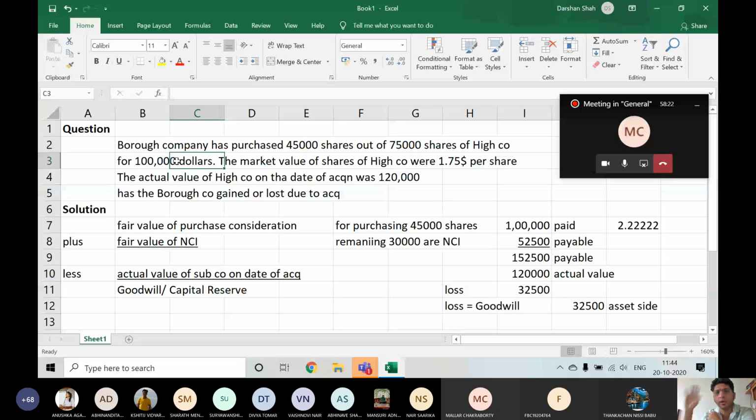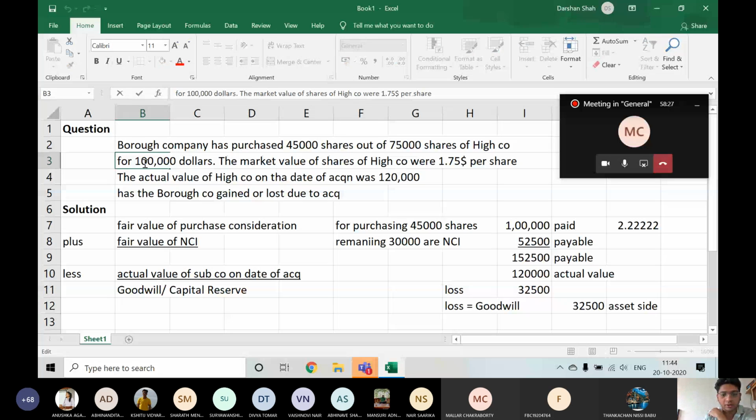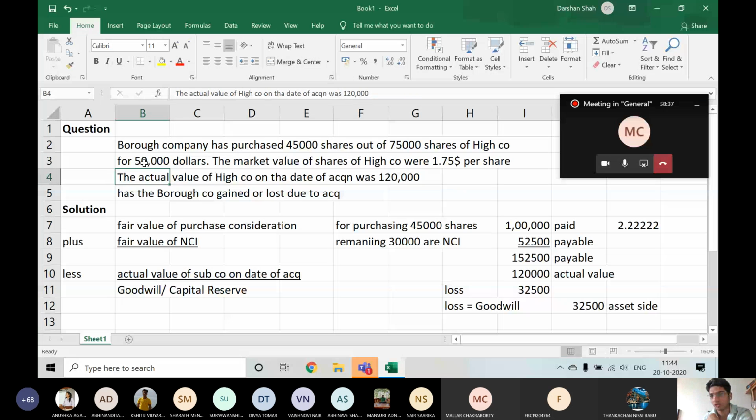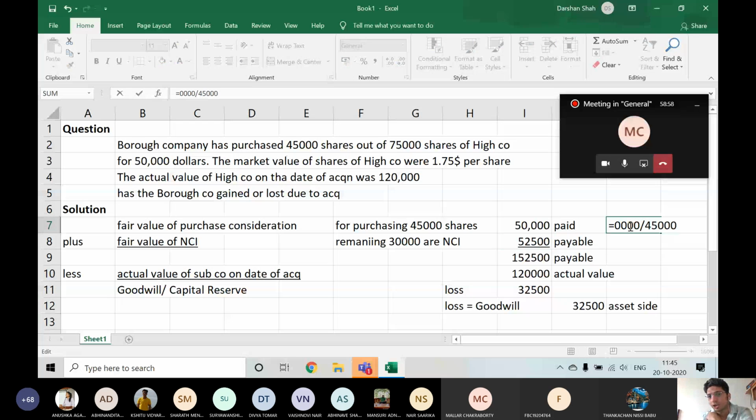I'll not pay you 45,000 shares into 1.75. I'll pay you only, let us say, $50,000 for that. Because you're a loss-making company, I'm not going to pay you 45,000 shares into 1.75. Let your current market share value be $1.75 per share, but you are a loss-making company, so I am going to pay you only 50,000. So actually, how much am I paying? I'm paying 50,000 divided by 45,000. Instead of 1.75, I am paying you only 1.11.